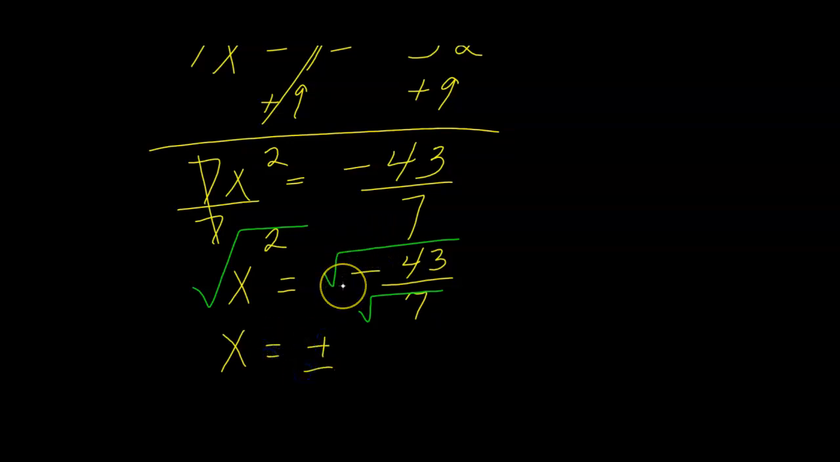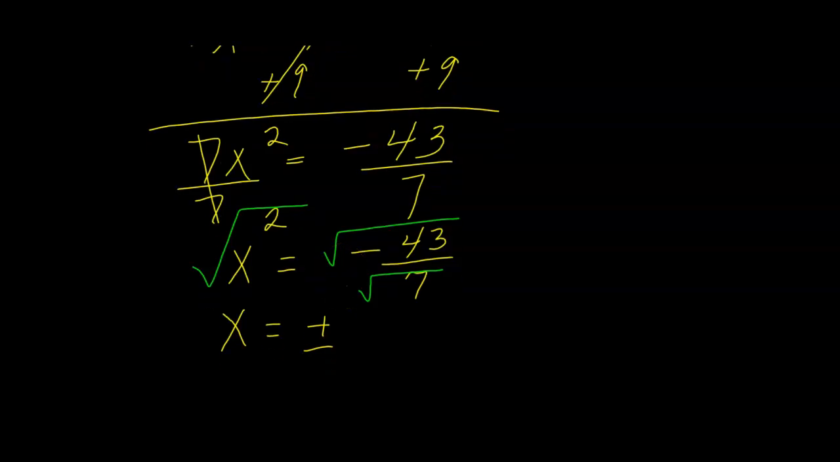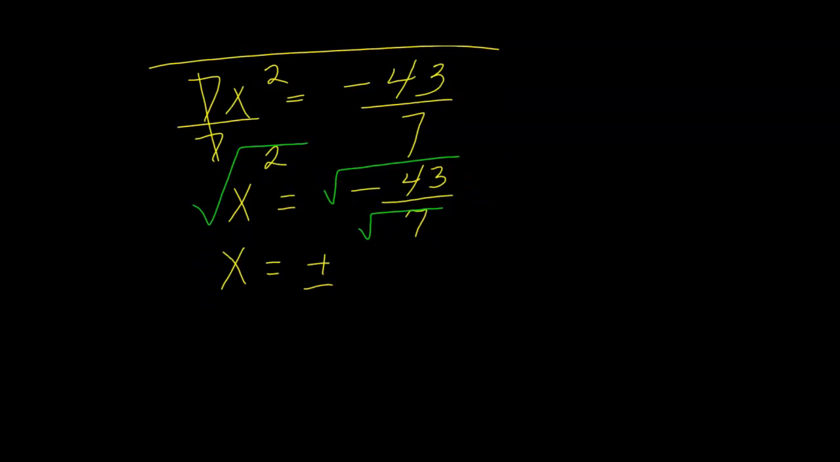Now you want to just take this and simplify it as much as possible. Our answers today are going to be pretty ugly. So 43 doesn't have any perfect square factors, so the 43 is actually going to stay underneath the square root. This negative is going to come out front as an i. So i square root of 43 all over the square root of 7, because the square root of 7 cannot be simplified either. So this is our answer.